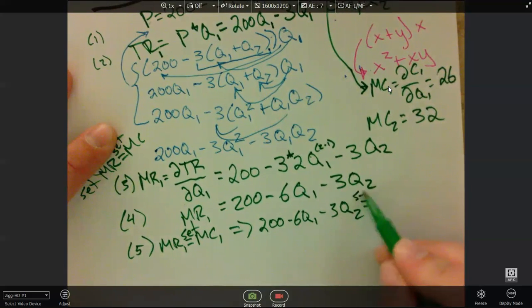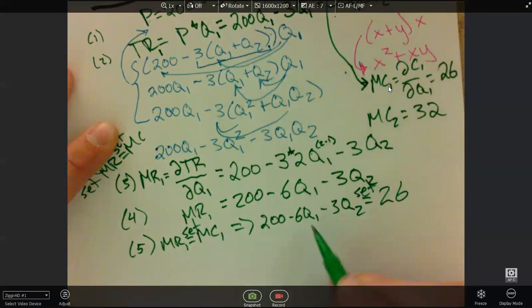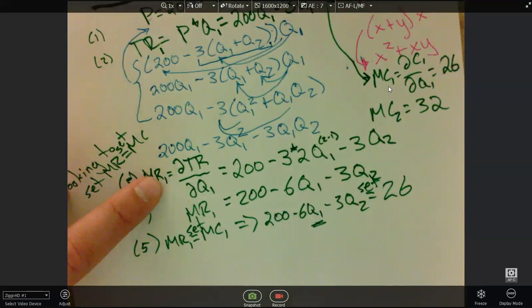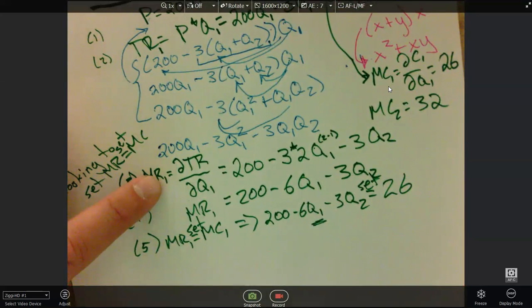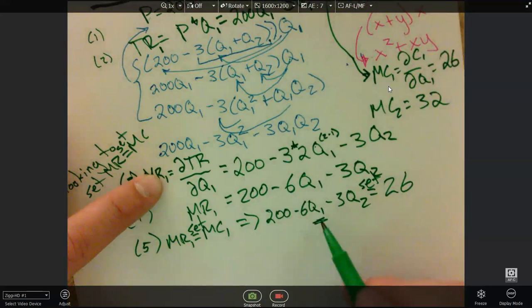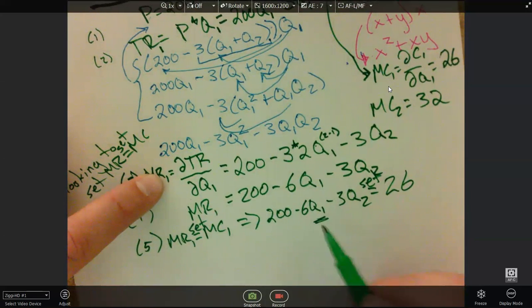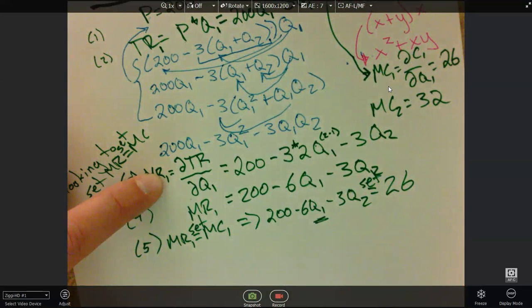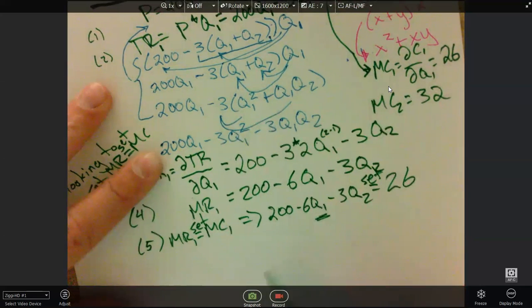So this is pretty easy. We get to set it equal to a constant, right? Set it equal to 26. And then we're going to solve for what? Q1, right? Because this is all about the first firm. So we want to figure out what is our optimal quantity that's maximizing our profit in terms of the other person's quantity, right? So let's go ahead and solve for Q1.